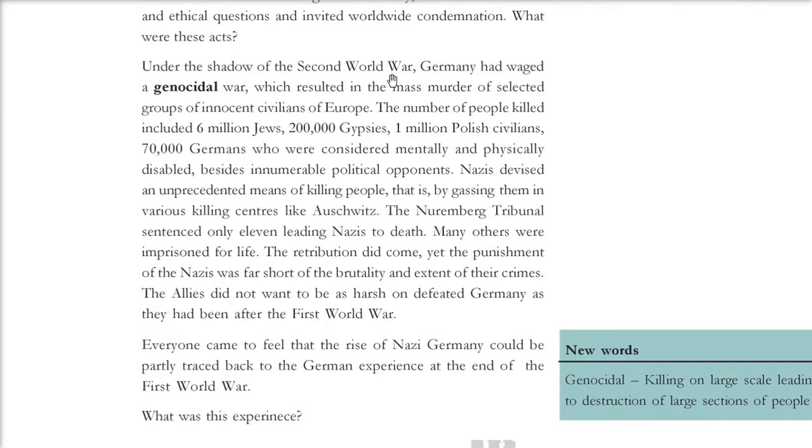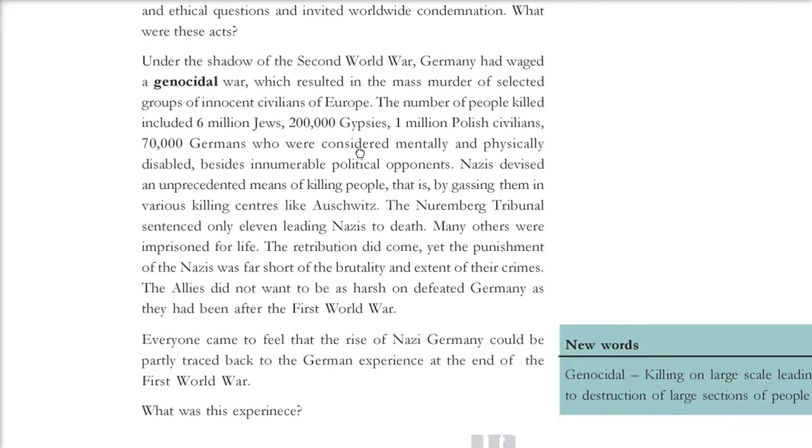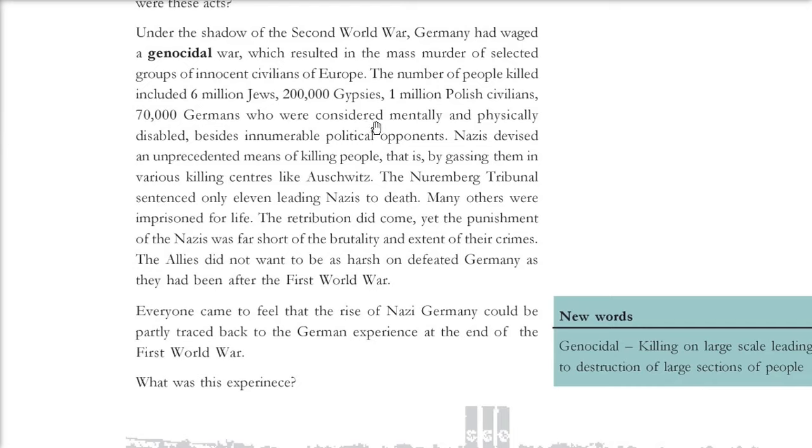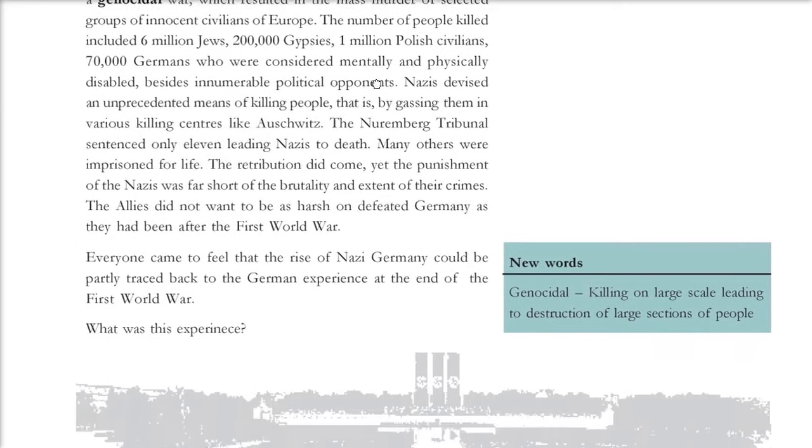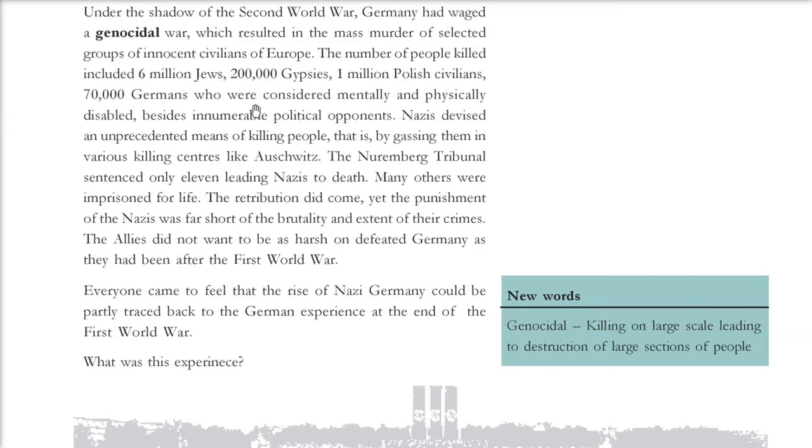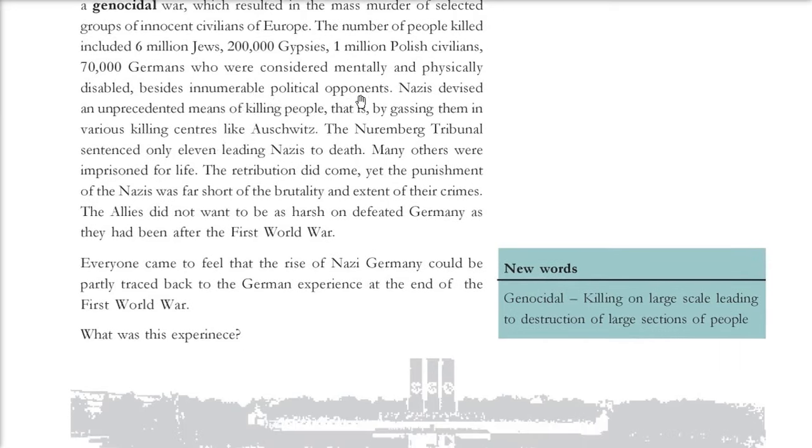Under the shadow of the Second World War, Germany had waged a genocidal war, that is, the mass murder of selected groups of innocent civilians of Europe. I'm not talking about all the Germans, I'm talking about the Nazis. How many did they kill? Hitler and the others killed 6 million Jews, 200,000 gypsies, 1 million Polish civilians, and 70,000 Germans also. Germans killed Germans who were considered mentally and physically disabled, and various other political opponents.